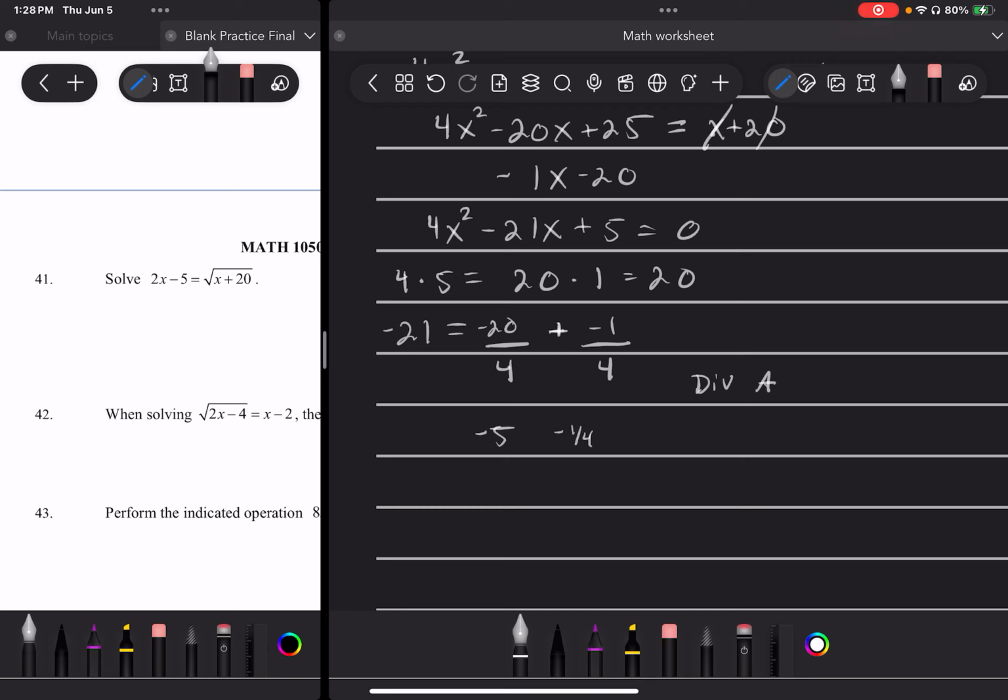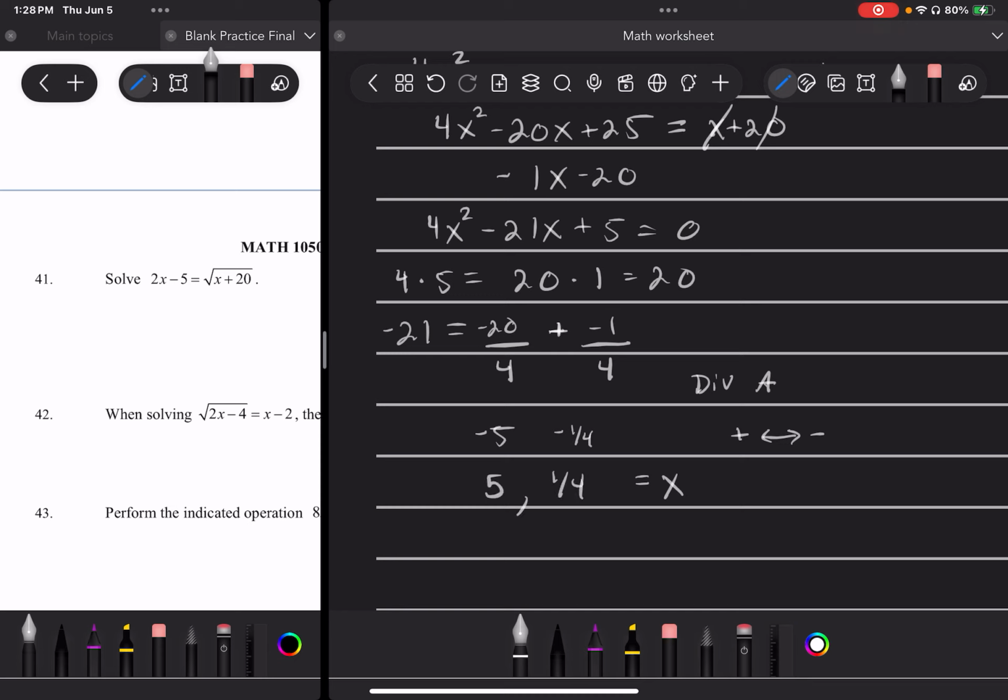To solve for 0, all we have to do is use our opposites for these two. In the same way that we know that, again, positive and negative are opposites, we're going to go ahead and apply that here to find our solutions. So our solutions are positive 5 and positive 1/4.